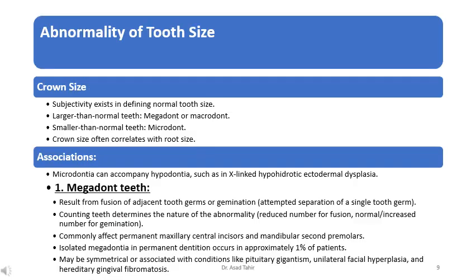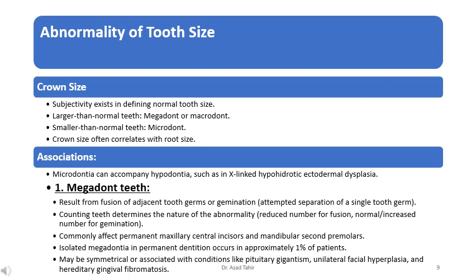Abnormality of tooth size. Crown size. Subjectivity exists in defining normal tooth size. Larger than normal teeth, megadont or macrodont. Smaller than normal teeth, microdont. Crown size often correlates with root size. Associations. Microdontia can accompany hypodontia, such as in X-linked hypohidrotic ectodermal dysplasia.